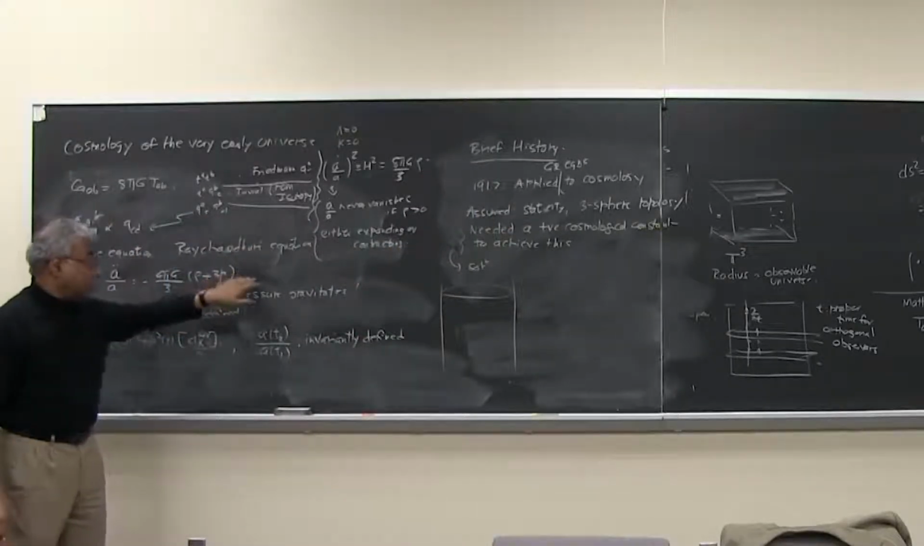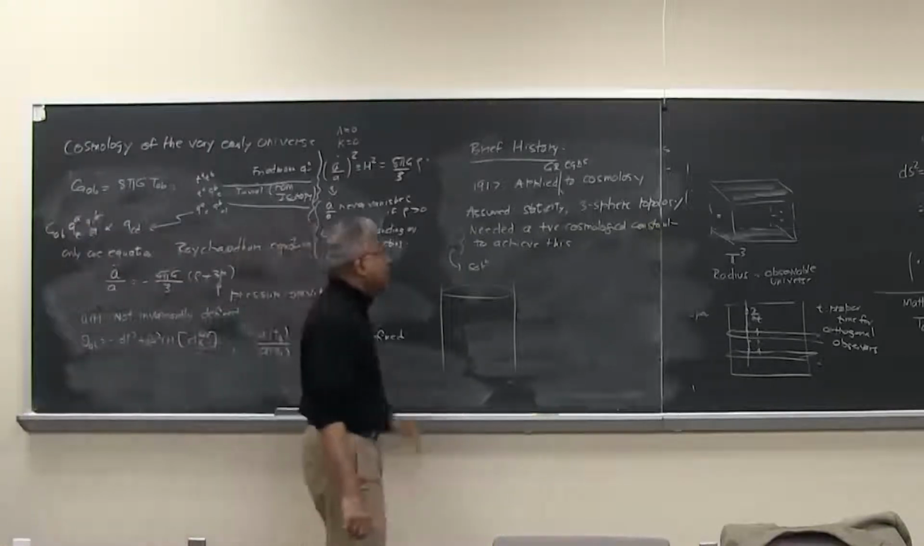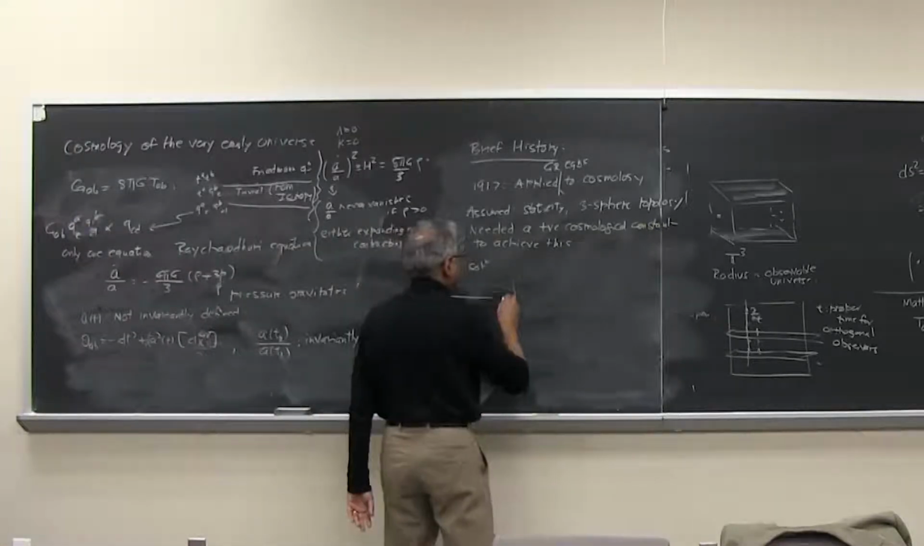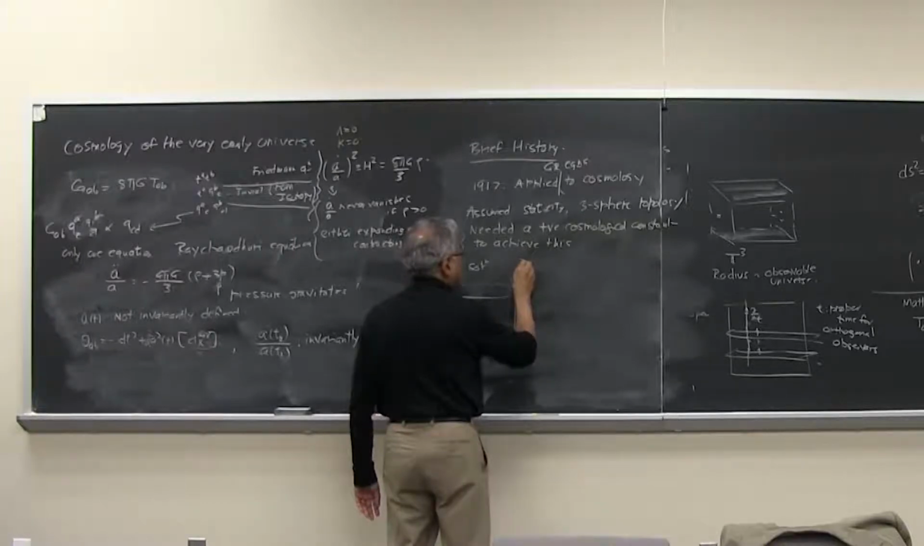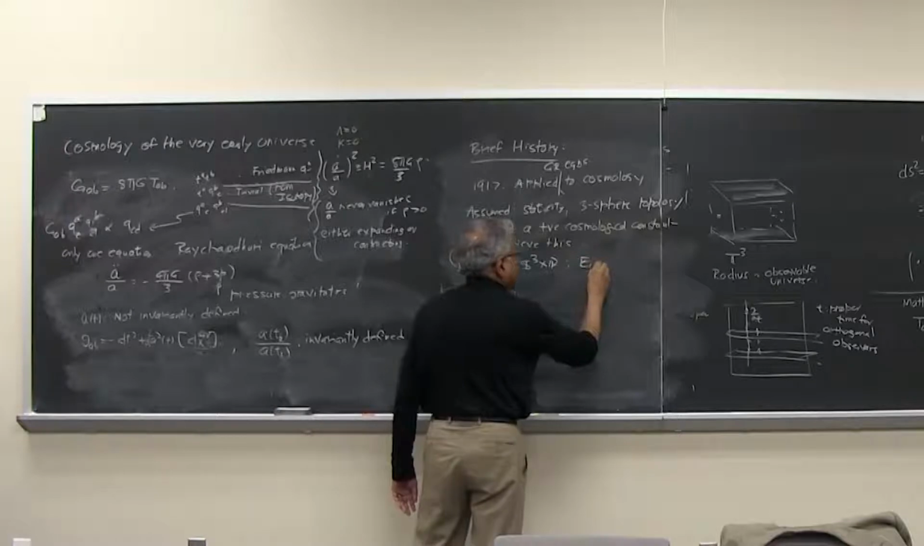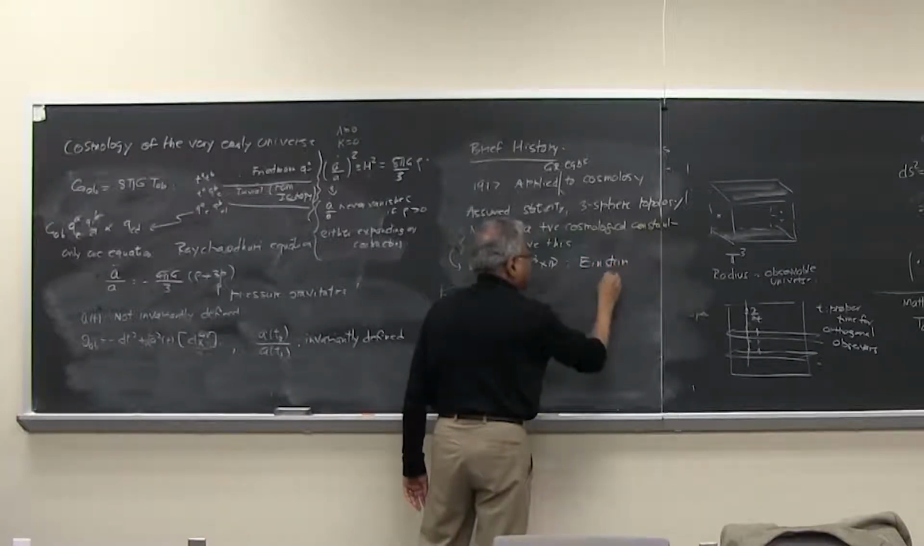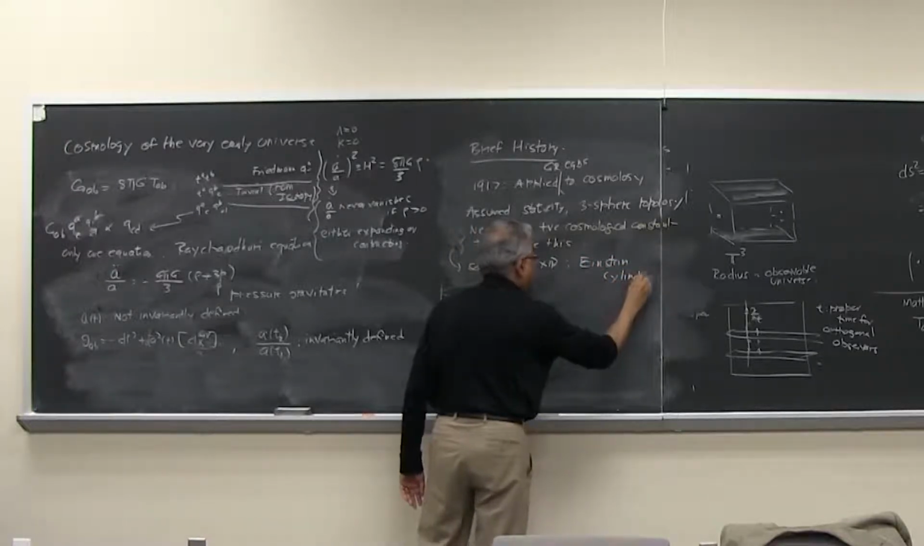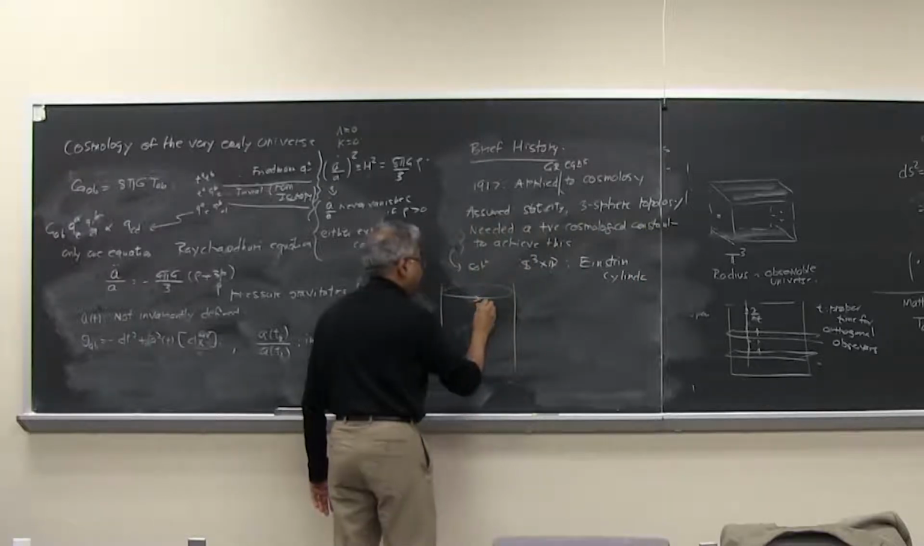And here, you're again going to get corrections to these equations, but it is such that you can find a solution which is static. So the topology is S3 cross R. This is called the Einstein cylinder. So this is S3, this is R.